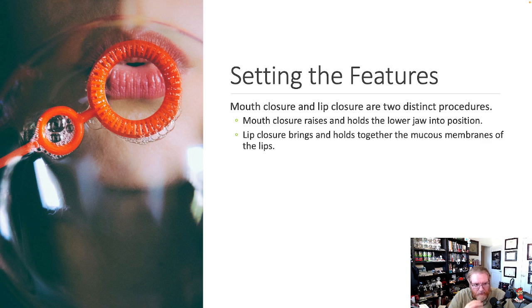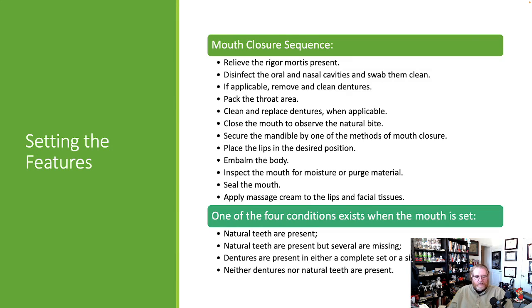If your mouth closure is off, your lips will never look right. That is an important thing to understand. So, it gives you the sequence for mouth closure. That is an important sequence. One of four conditions exists when a mouth is set. You have teeth, you have some teeth, you have dentures, or you have nothing.